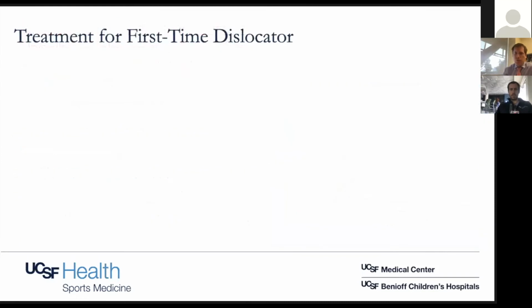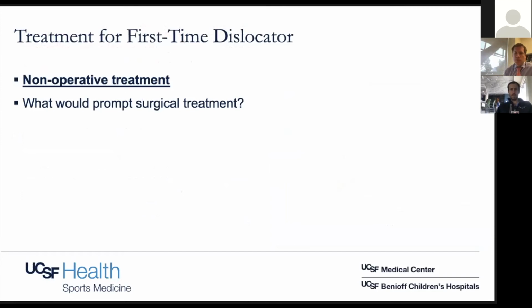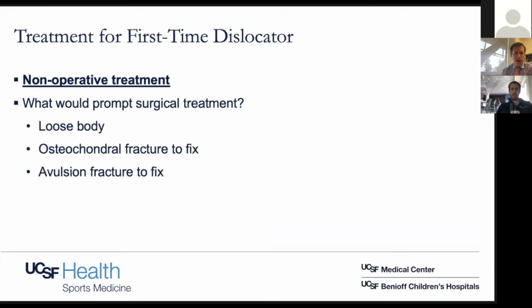And then for our treatment, we were talking a little bit about this right after Journal Club before Grand Rounds, but non-operative treatment will be our primary treatment for most first-time dislocators. We'll talk about why on the next slide, but any thoughts on what would prompt surgical treatment for a first-time dislocation? I think if they have a large osteochondral lesion or a loose body or something. Yeah, perfect. So if there's a loose body, an osteochondral fracture that should be fixed, or an avulsion fracture.